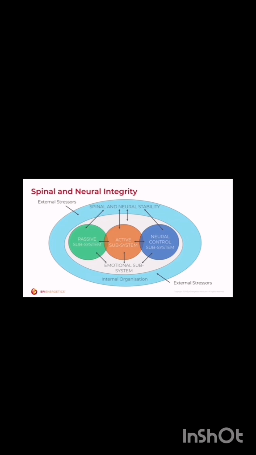There's one more subsystem I add to this picture, one more player on the team that Panjabi doesn't speak about, and that is the emotional subsystem. Now, where the active and passive subsystems of spinal and neural integrity really are located in a particular place in space, the emotional system is a functional system. It's not really located in any particular space.